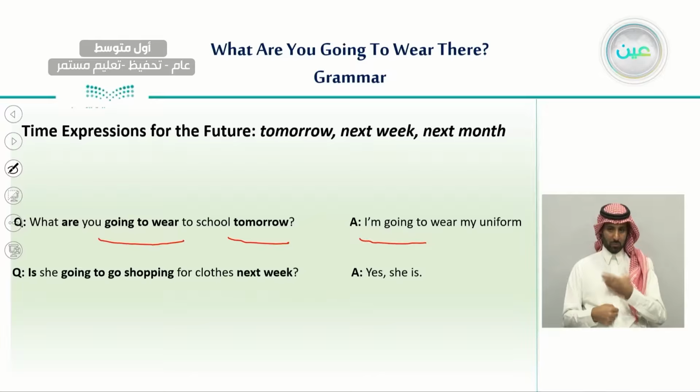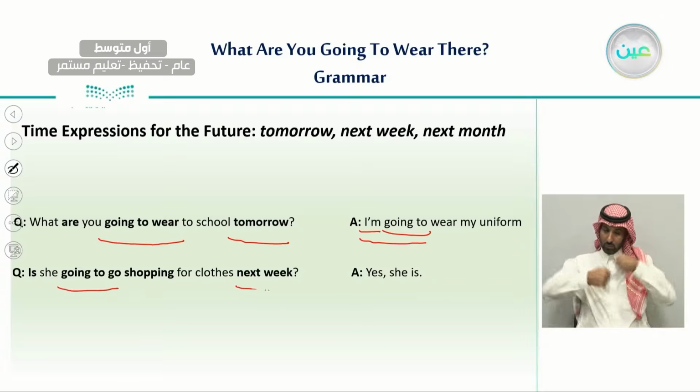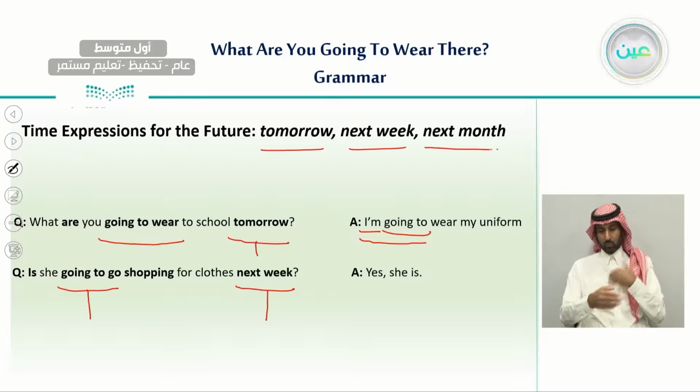And as we said, using the subject pronoun with the verb to be, and also going to, is how we form a sentence in the future. Also, the other question: is she going to go shopping for clothes next week? Here we use going to for the future, and this is the time expression, next week. So we have tomorrow, we have next week. All of these we call time expressions.